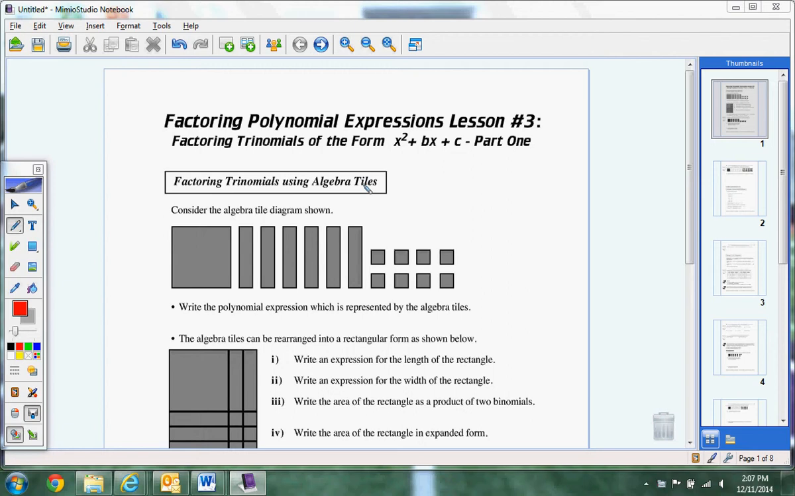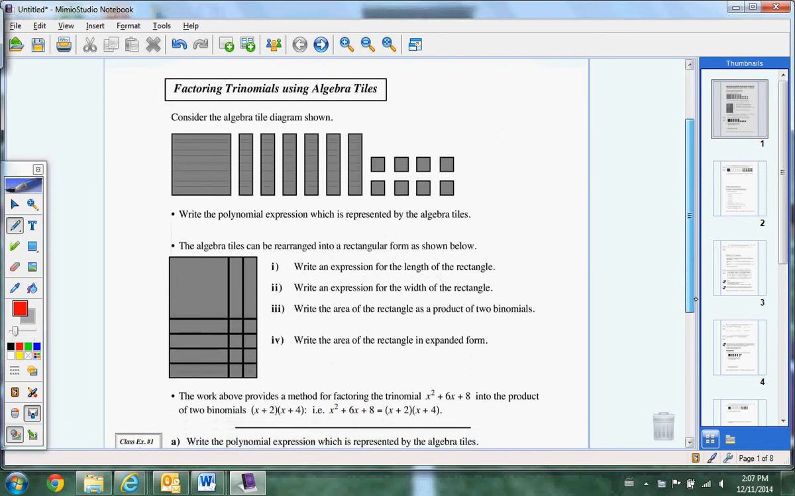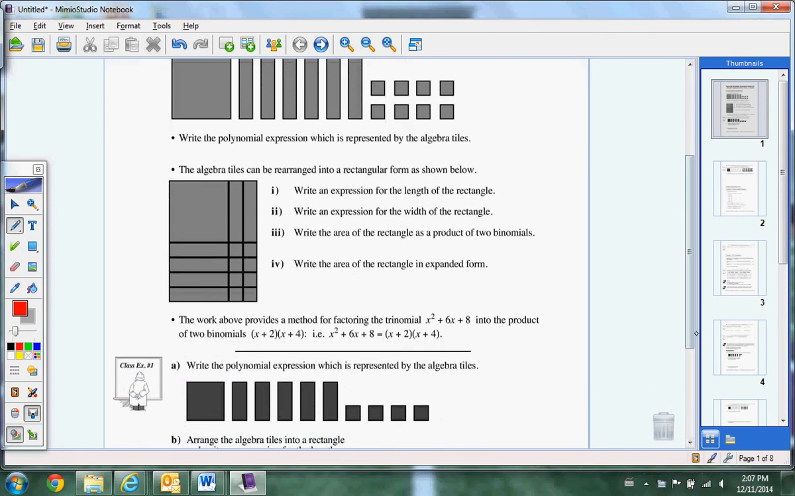This is page 335. Thank you. Page 335. Okay. So we're just going to consider the algebra tile shown first here. We're just going to go through the algebra tile thing just to kind of get a rhythm for the pattern.